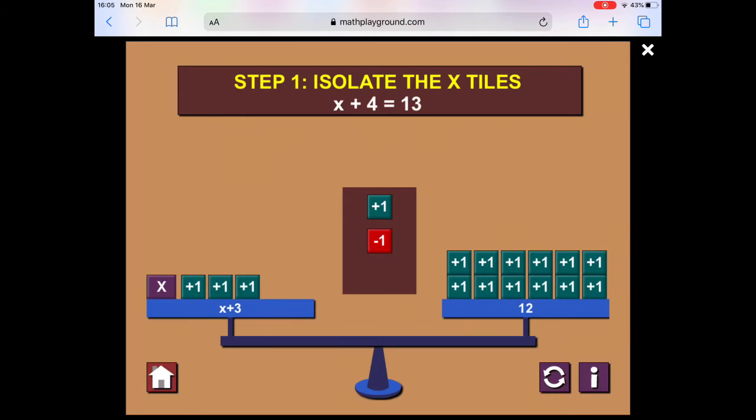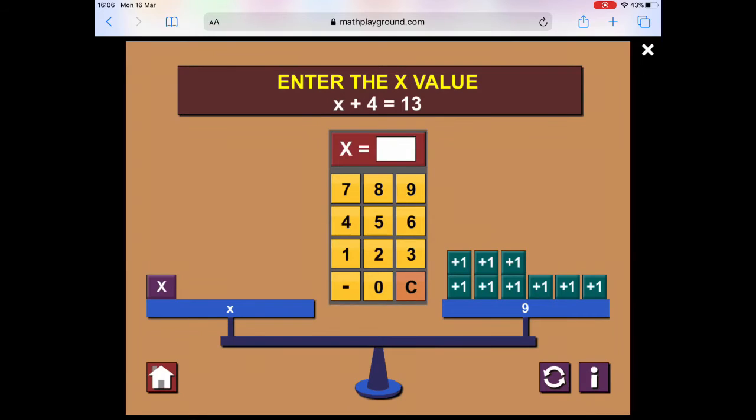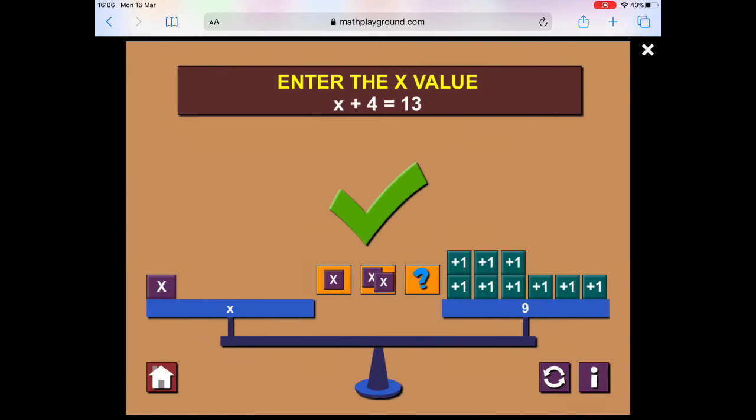And when I did that, it took 1 away from the right-hand side as well. Every time I take 1 away here, the equation stays balanced. It stays equal. And then I'm left with x is equal to 9. So I have to enter in x is equal to 9, and that's my equation done and sorted.